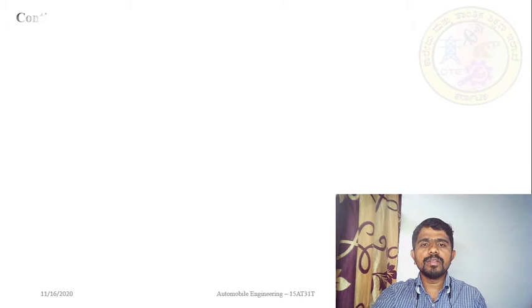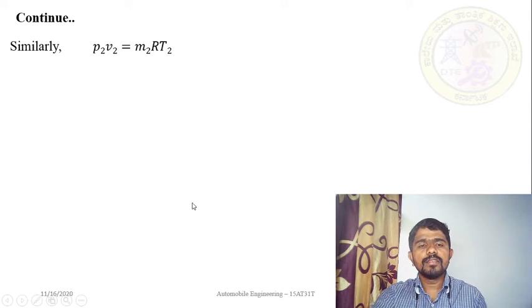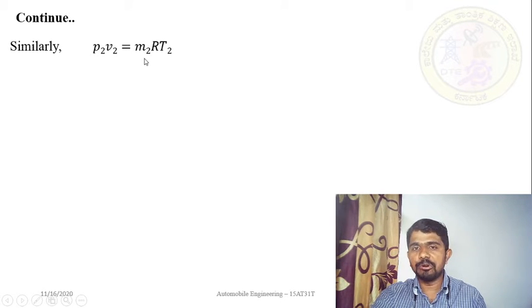Now let us continue with this problem. Similarly, we can write this characteristic equation for the next stage, that is P2 V2 is equal to M2 R T2. Can I write like this? Yes, of course. Now you know the value of P2. You can see the data which is already there in your notebook. You know the value of V2, and M2 we don't know.